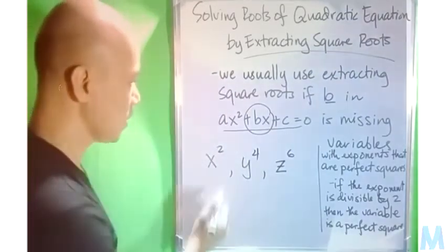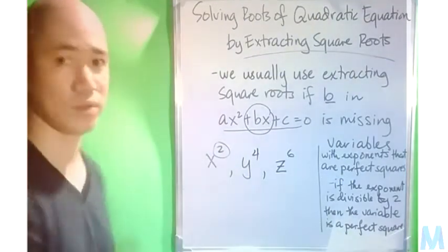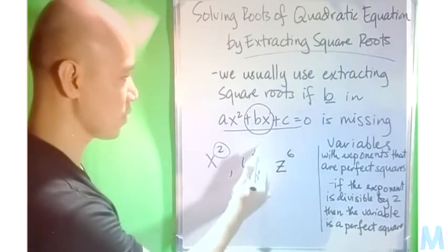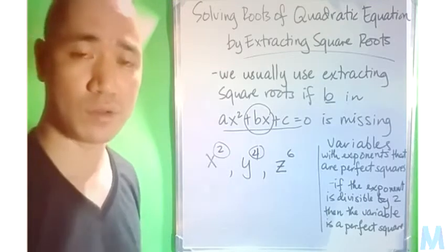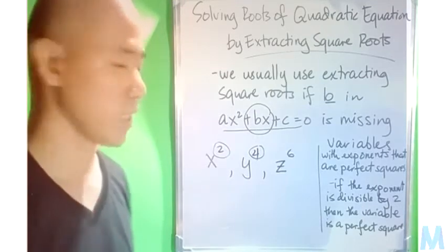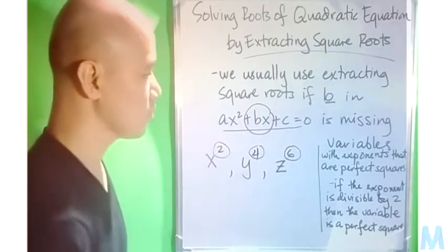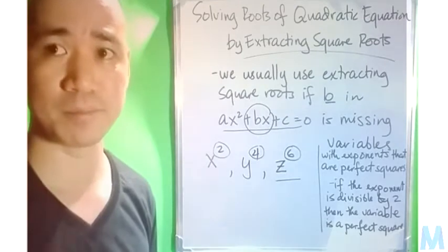Now, notice ang ilang exponents, say this one, it is divisible by 2, then it is considered as a perfect square. Ang exponent ni y is 4, since it's divisible by 2, then y to the 4th is a perfect square. And then si z to the 6, since ang 6 is divisible by 2, then z to the 6 is a perfect square.